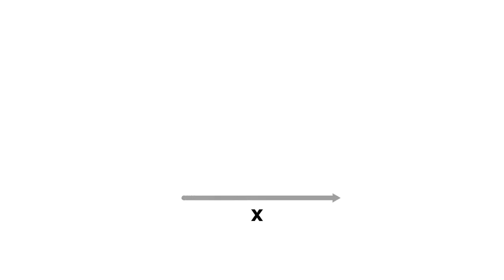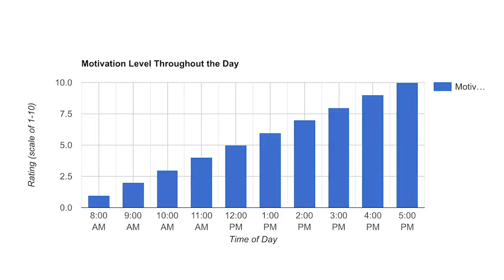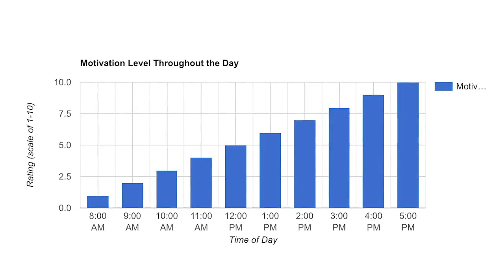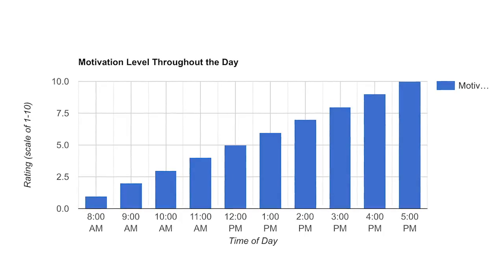The horizontal line of a bar graph, usually placed at the bottom, is called the x-axis. In bar graphs with vertical bars, the x-axis is used to represent categories, time periods, or other variables. The vertical line of a bar graph, usually placed to the left, is called the y-axis. The y-axis usually has a scale of values for the variables. In this example, the time of day is compared to someone's level of motivation throughout the whole work day.